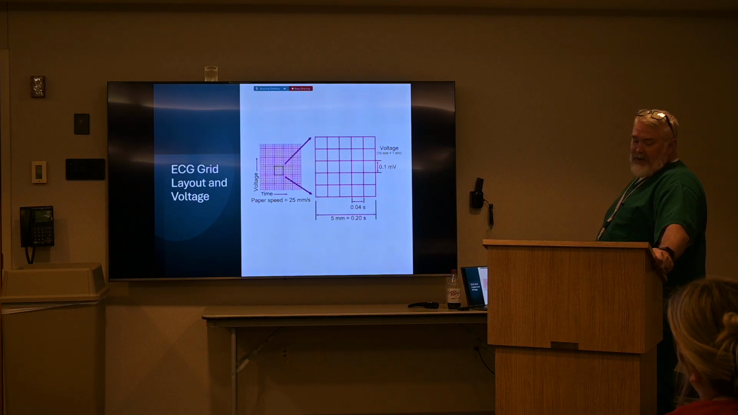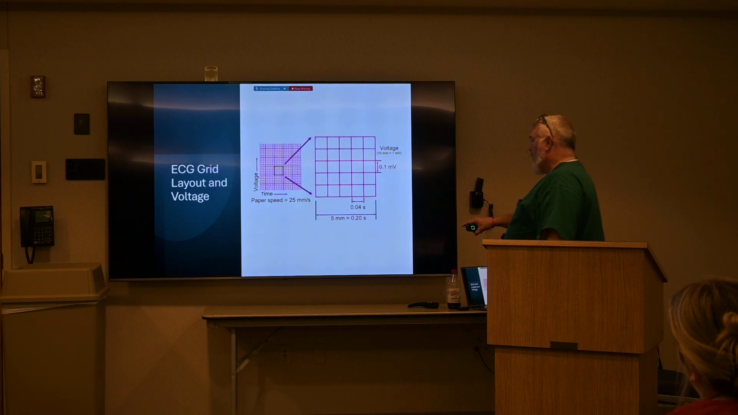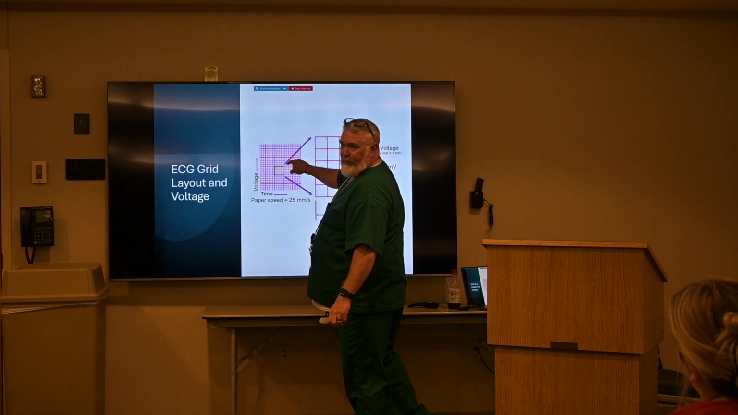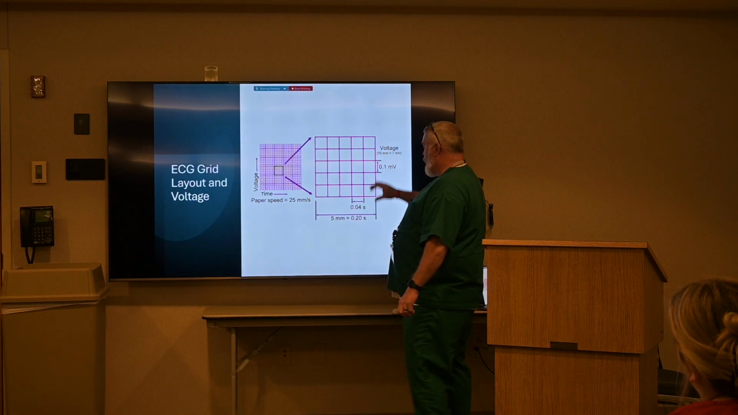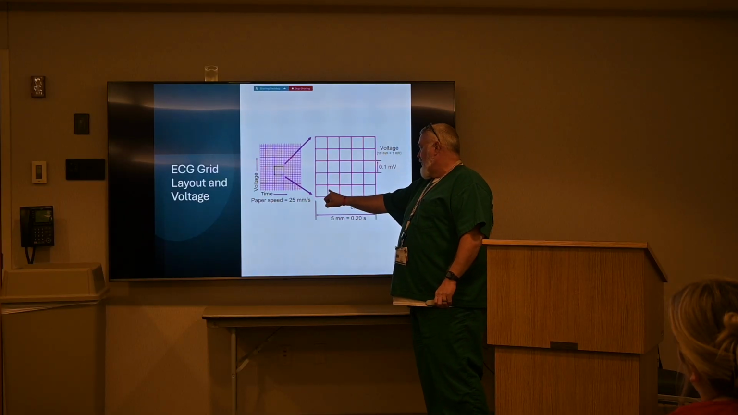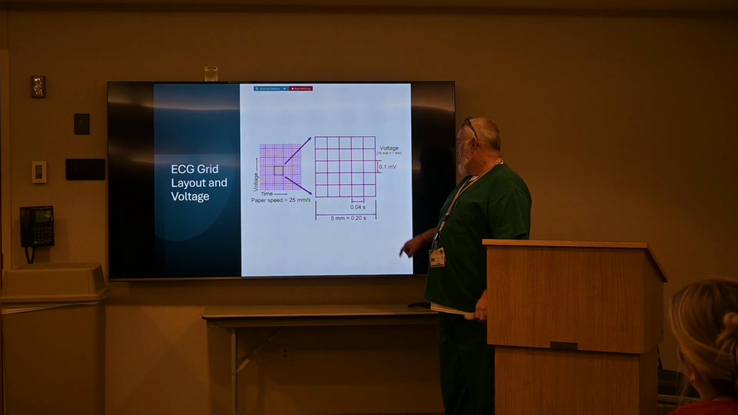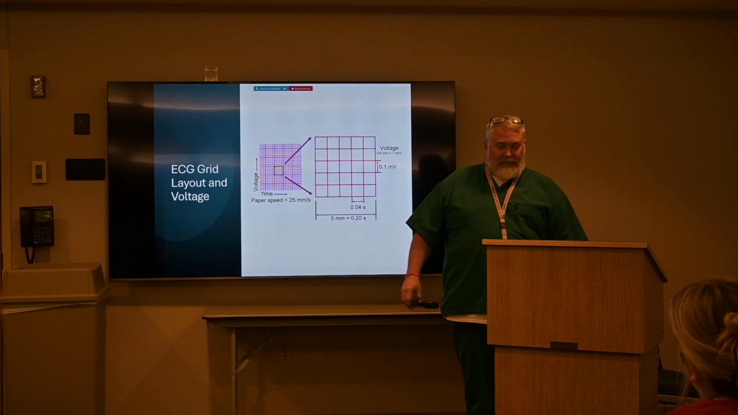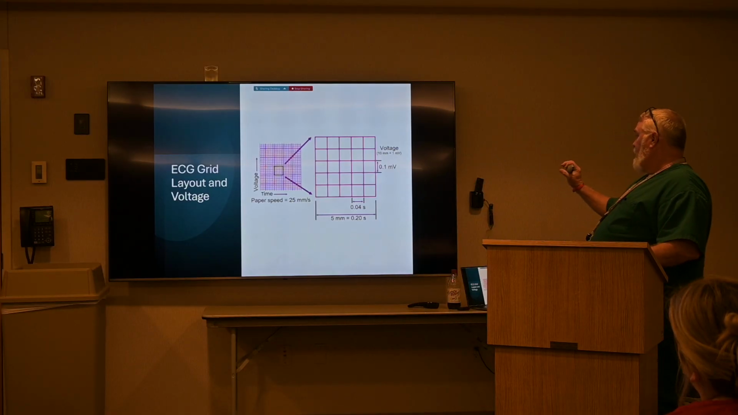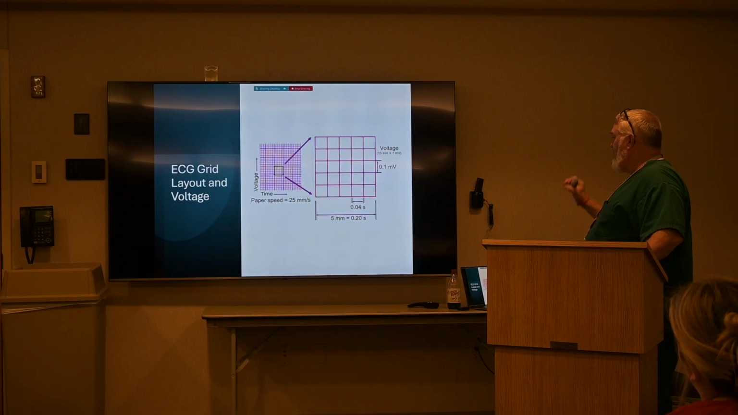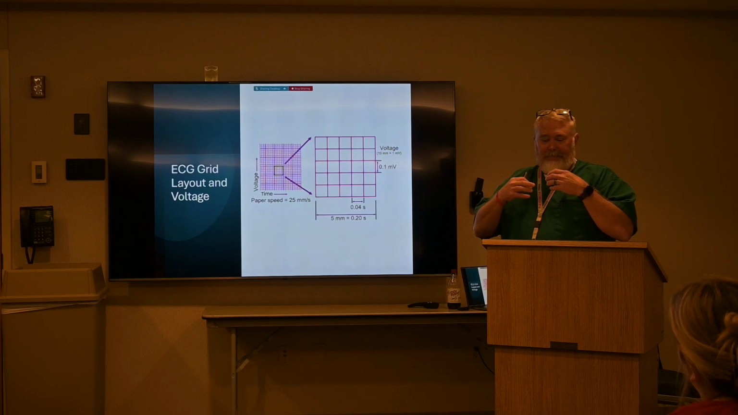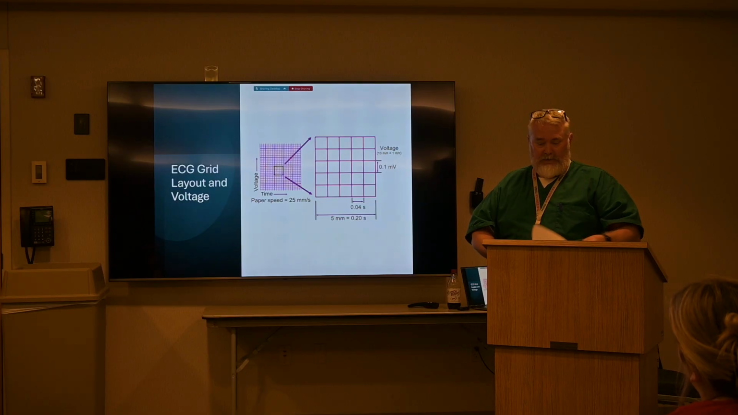So, ECG grid and layout. Your horizontal line is your timeline. This is looking at one large square on a piece of rhythm strip paper. Large square, horizontal axis is time. Each tiny square is 0.04 seconds. One total large square is 5 millimeters or 0.2 seconds. Your vertical axis is your voltage in millivolts. Each small square is 0.1 millivolt, and 10 millimeters equals 1 millivolt. A large square is 0.5 millivolts. So that's just your basic reference of how you're going to measure when you're actually doing a rhythm interpretation.